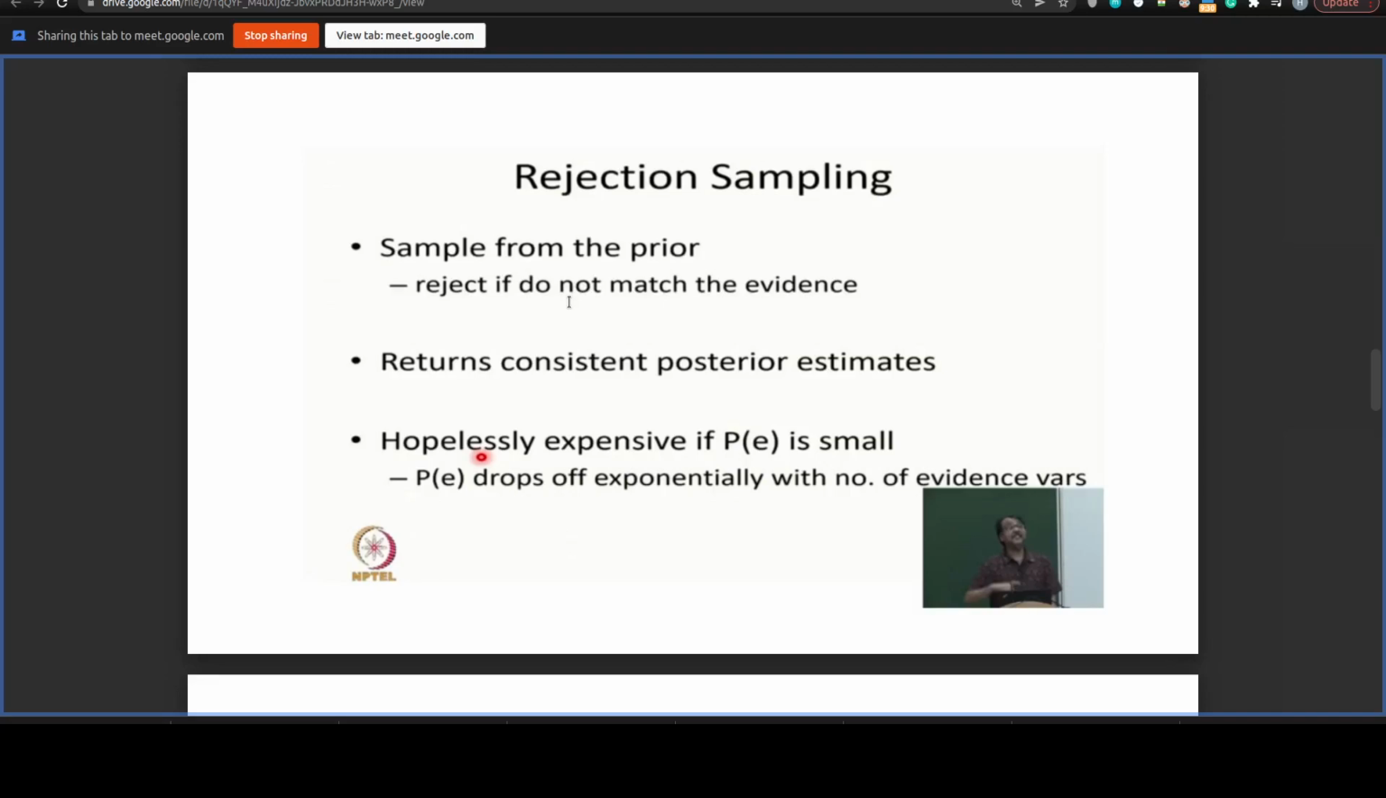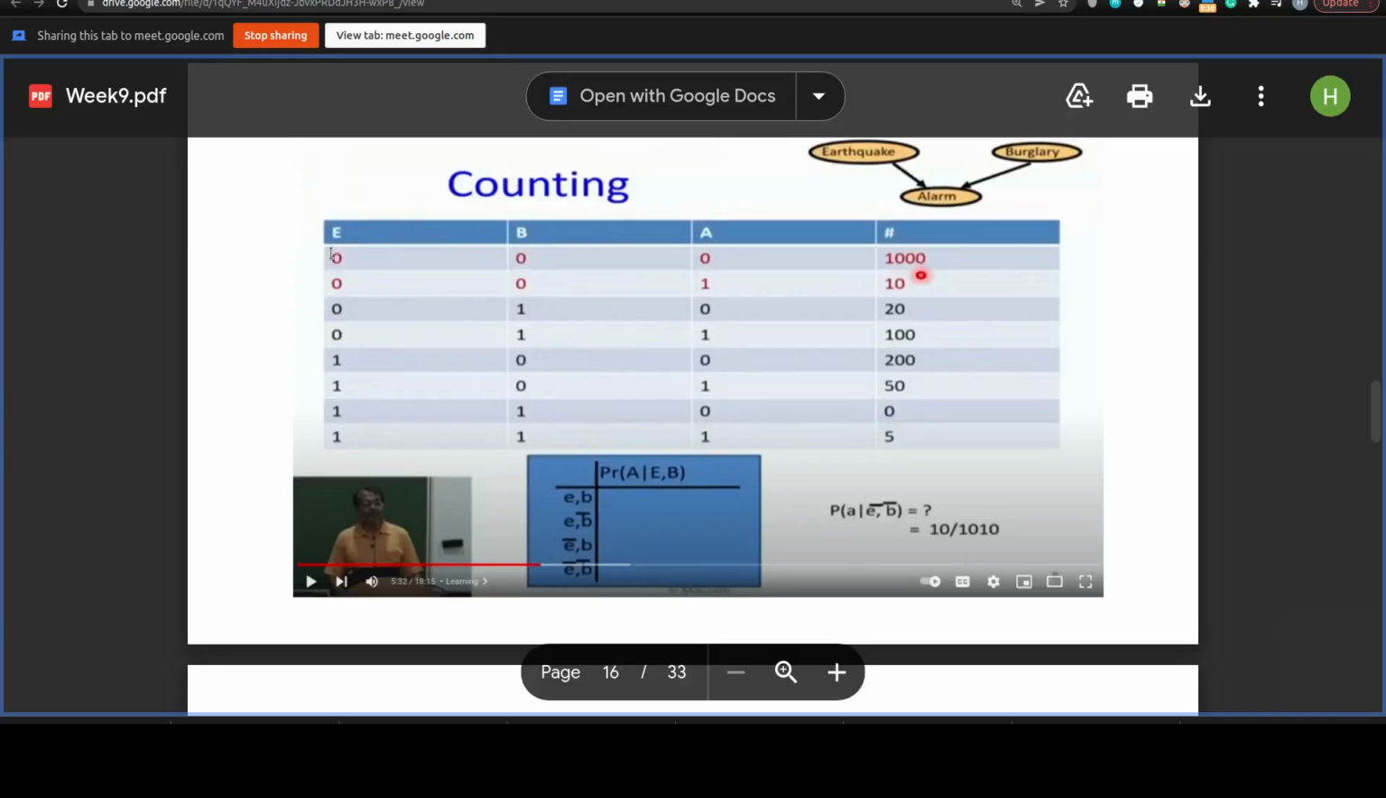So what we actually do is this thing called counting, right? In counting, you count all the events which have these particular variables, that is, E equal to 0, earthquake being 0, B equal to 0, and A equal to 0, right? And they can be 1,000. And then P of 0, comma 0, comma 1, and so on, that can be 10. Then you create a table of this, and after creating the table, you can calculate the probabilities of each event based on the counts you had.